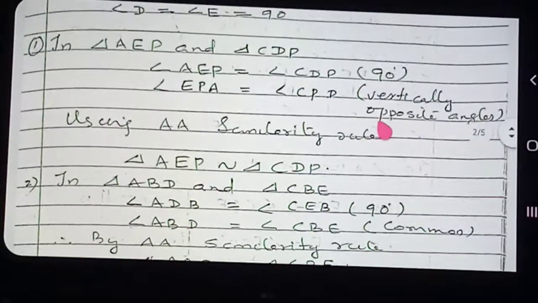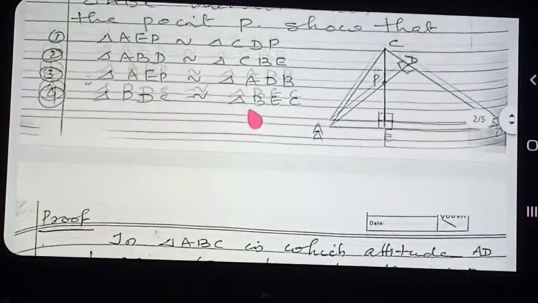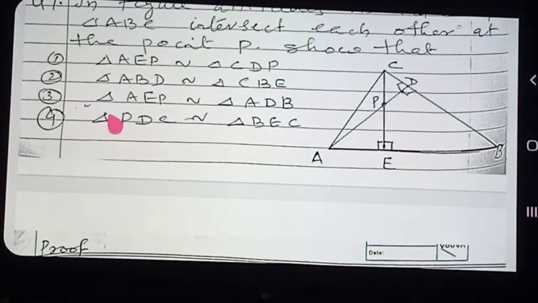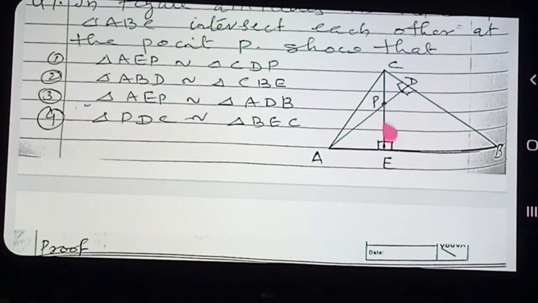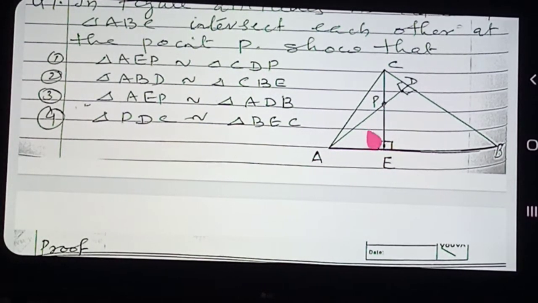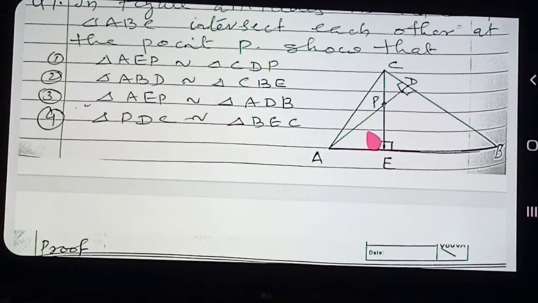Now, next, the third part you can see. Triangle AEP and triangle ADB. You recognize triangle AEP, this triangle which I pointed. Now, next one is ADB.